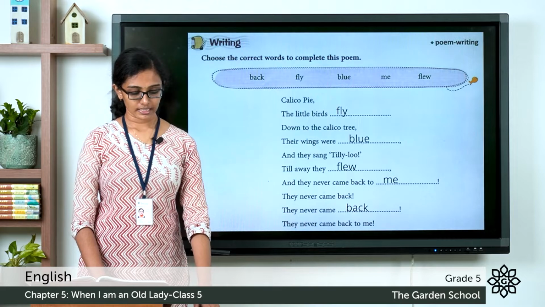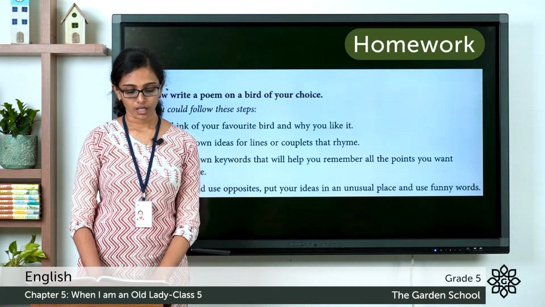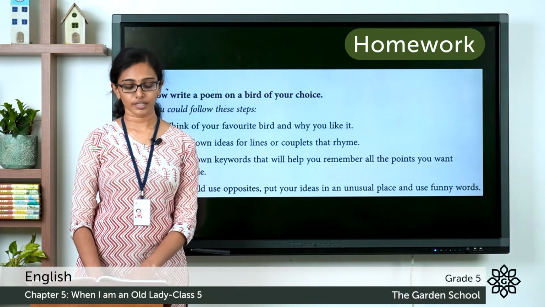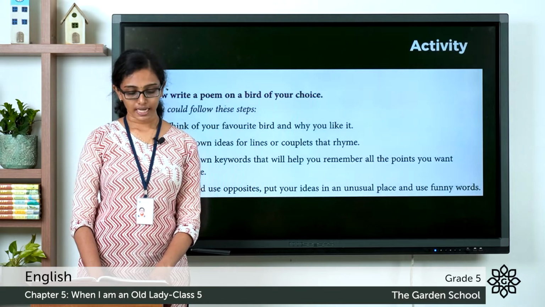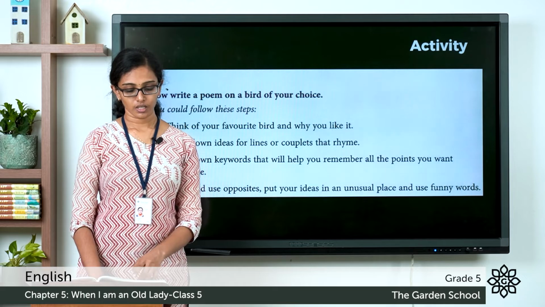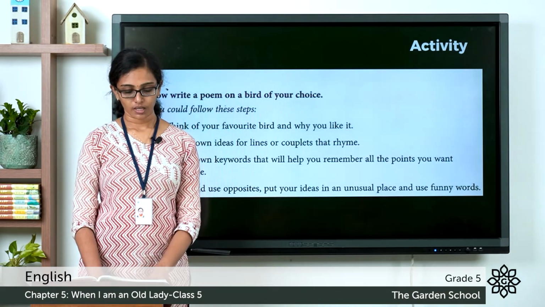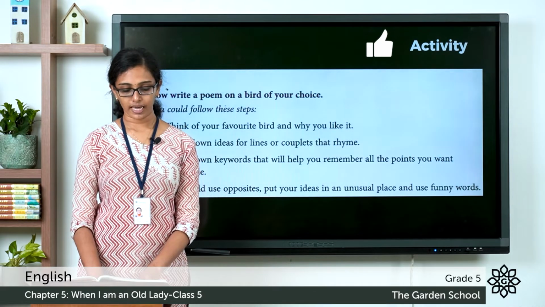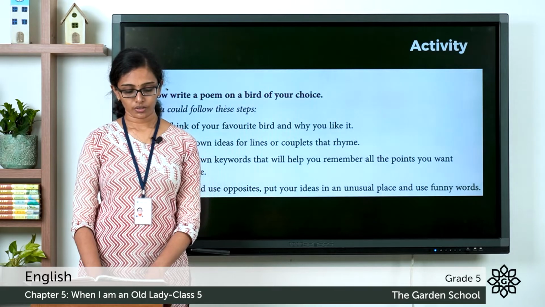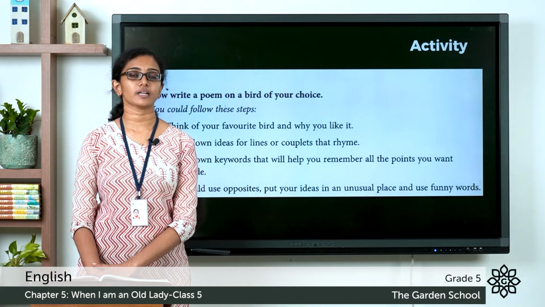Now below that you can see an exercise. This one you have to do as an activity for the day. Let's read the question. Now write a poem on a bird of your choice. You could follow these steps. Think of your favorite bird and why you like it. Write down ideas for lines or couplets that rhyme. Write down keywords that will help you remember all the points you want to include. You could use opposites, put your ideas in an unusual place and use funny words.